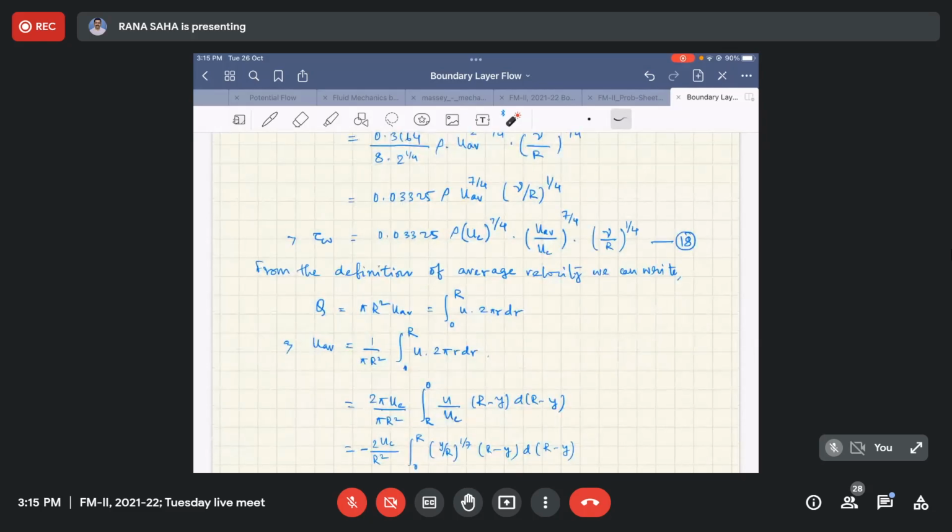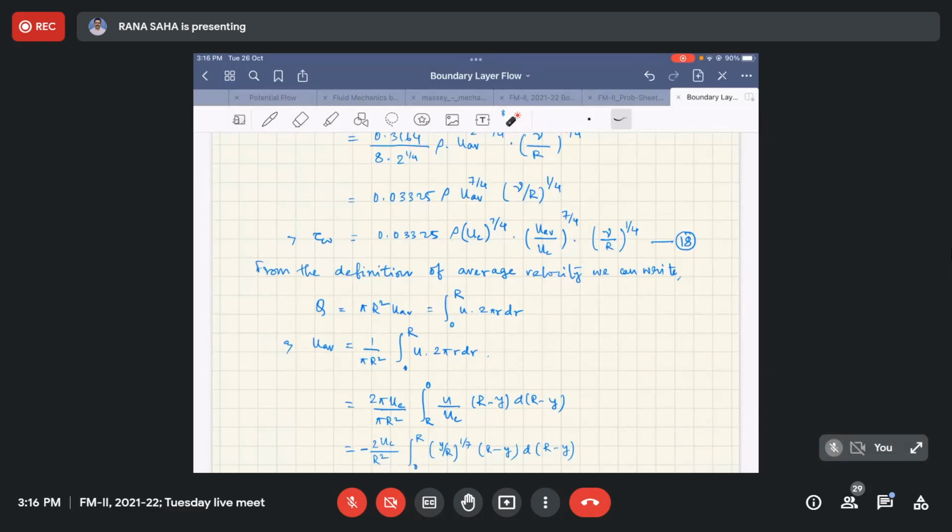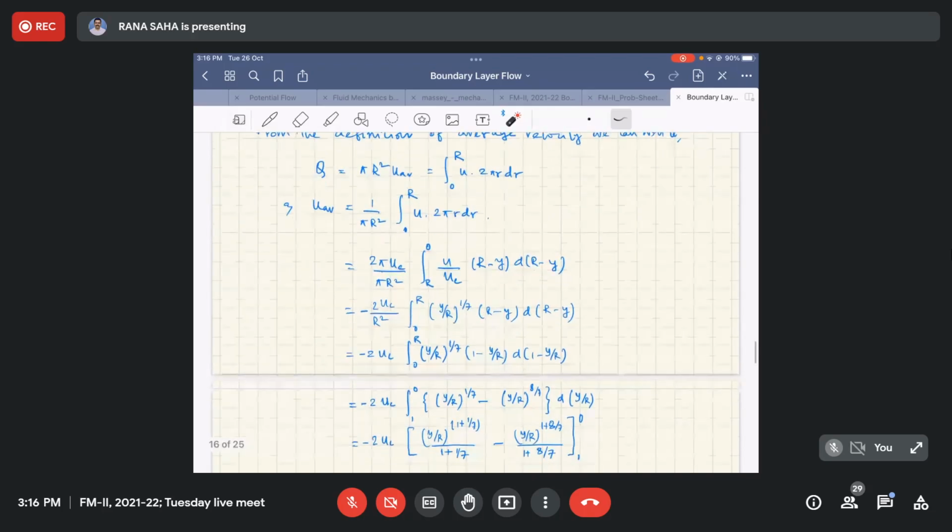So then what we did, we tried to find this U average and UC by applying the definition of flow, that is pi R square U average, or if you have a strip and you want to integrate, knowing the velocity at that particular strip of thickness dr. That is another way you can integrate over the entire cross section, ranging from r equals 0 to r equals capital R. And by that, we can have the definition of U average by equating these two.